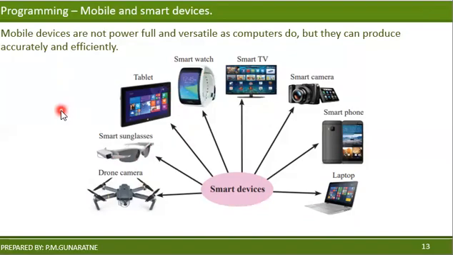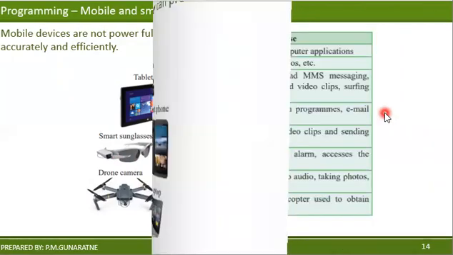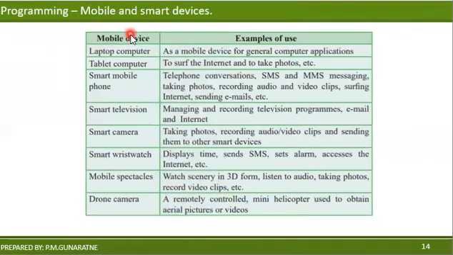Doesn't matter. It allows you, right? Okay. These are some examples: laptop computers as mobile devices for general purpose computing. Okay, tablet computers. It is a little bit smaller than a normal laptop, so you can use it to surf the internet and take photos, and you can take it from one place to another very easily, right?